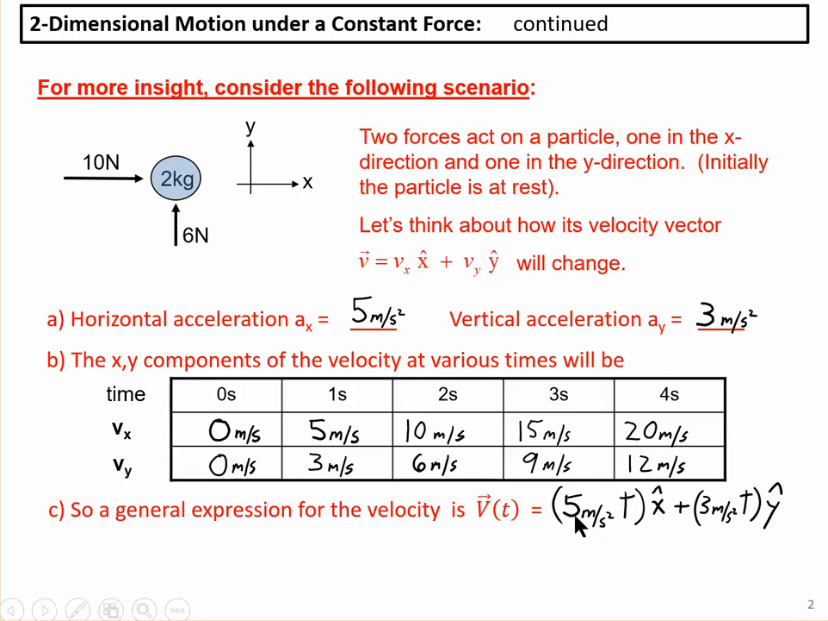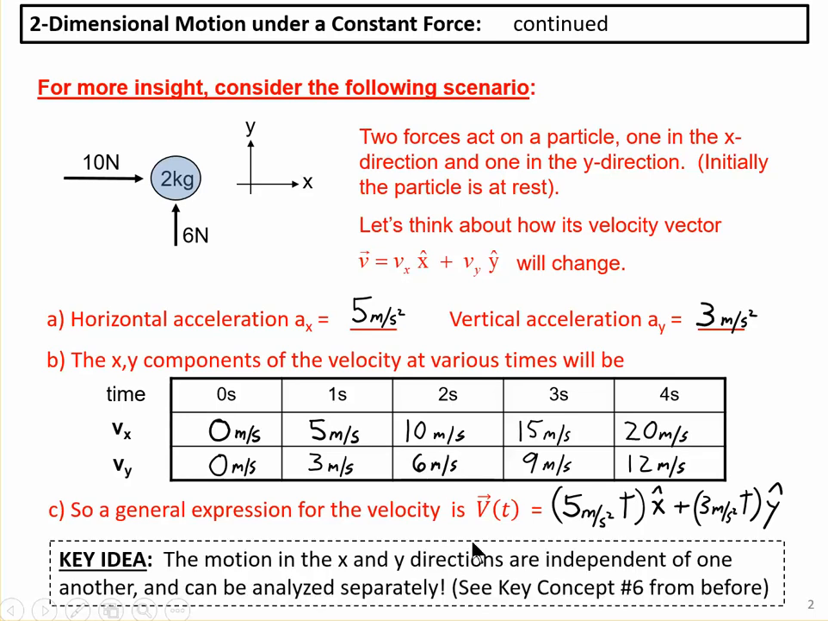In the horizontal direction, it's 5 meters per second squared times the time. That's the horizontal component of velocity. And the vertical component of velocity is given by 3 meters per second squared times the time that's elapsed. So let's just check that this works. At time 2 seconds, if I plug in 2 seconds here, I'll get 10 meters per second in the horizontal direction, and 3 meters per second squared times 2 seconds, 6 meters per second in the vertical direction.